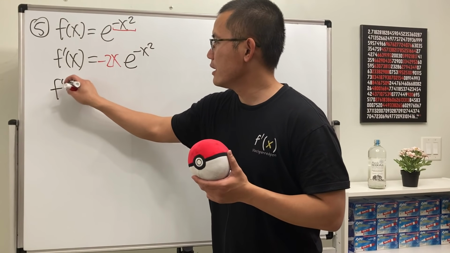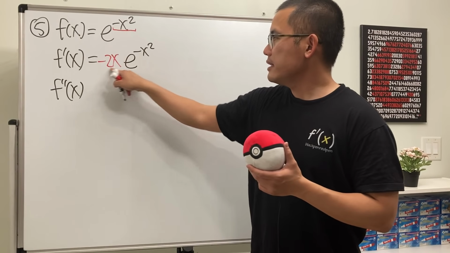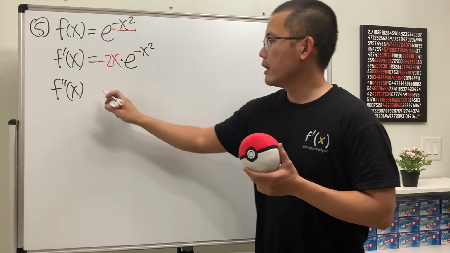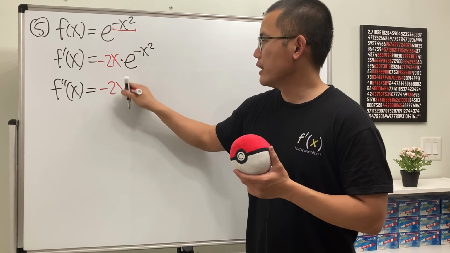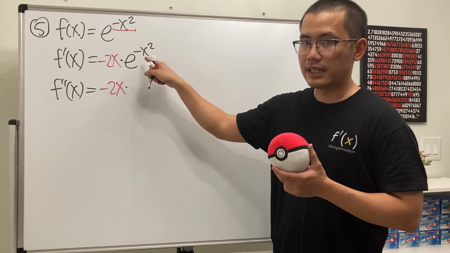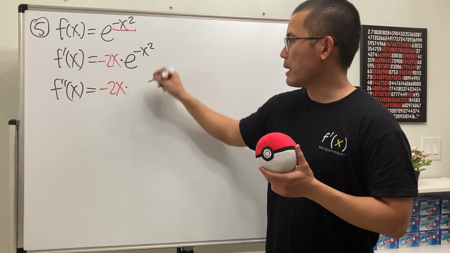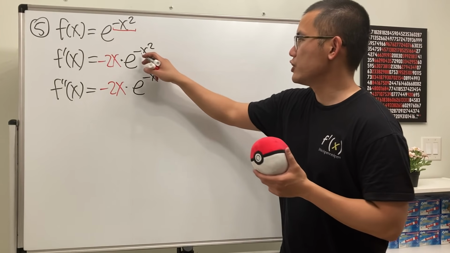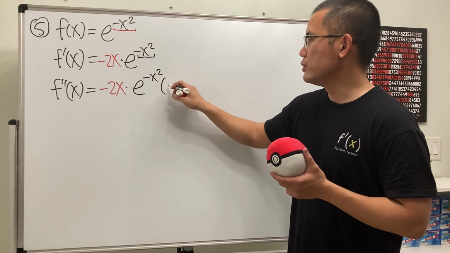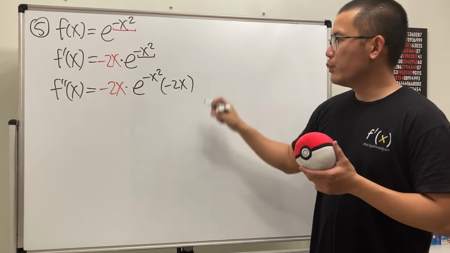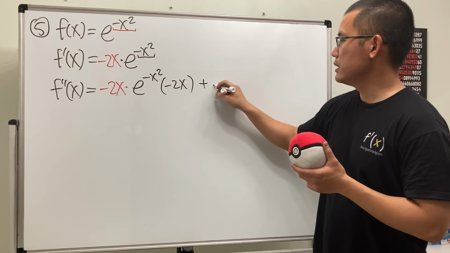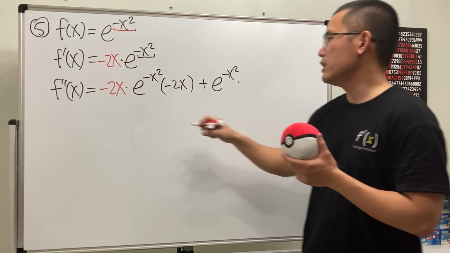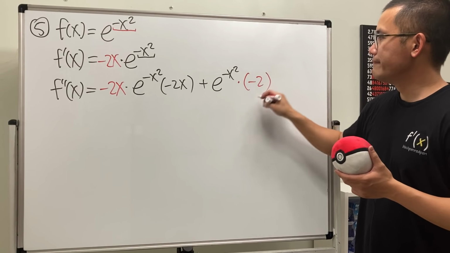Then we do this again, f double prime. Take this to be the first function, and this being the second function, we will have to use the product rule. Keep the first function, which is negative 2x, and we multiply by the derivative of the second. Derivative of e to this power is just e to the negative x squared, and again, we will have to use the chain rule, multiply by this derivative, which is negative 2x. And then we add the second function, which is e to the negative x squared, and we multiply by the derivative of the first. And that will give us negative 2.